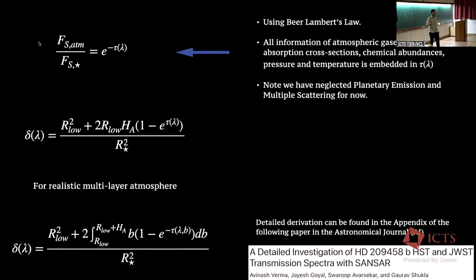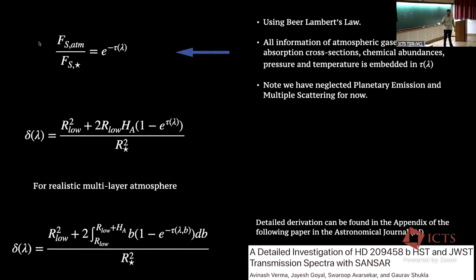So depending on whether you are doing a forward or retrieval model, all the information that we get about the exoplanet, like what the different gases are, what the abundances of these gases are, what the temperature is, even pressure and different quantities, we basically get from this tau in the equation. Note that we have neglected planetary emission and multiple scattering for now. I have simplified it, and for a realistic multi-layer atmosphere this is what it will look like, because here I have assumed just one layer for explaining it.